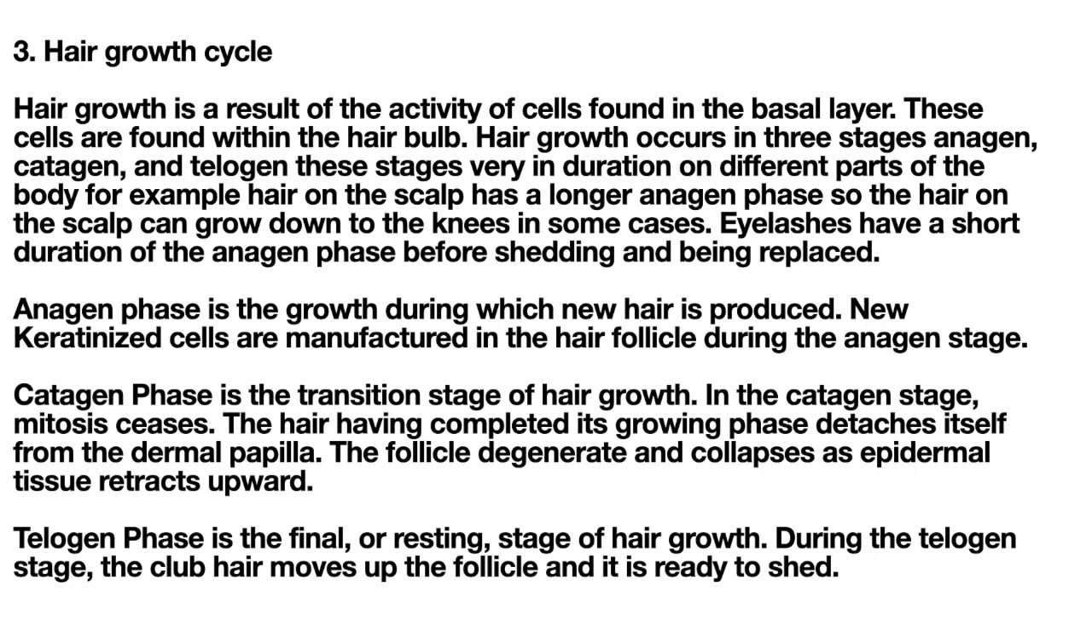The Anagen phase is the growth phase during which new hair is produced. New keratinized cells are manufactured in the hair follicle during the Anagen stage. The Catagen phase is the transition stage of hair growth. In the Catagen stage, mitosis ceases. The hair, having completed its growing phase, detaches itself from the dermal papilla. The follicle degenerates and collapses as epidermal tissue retracts upward.